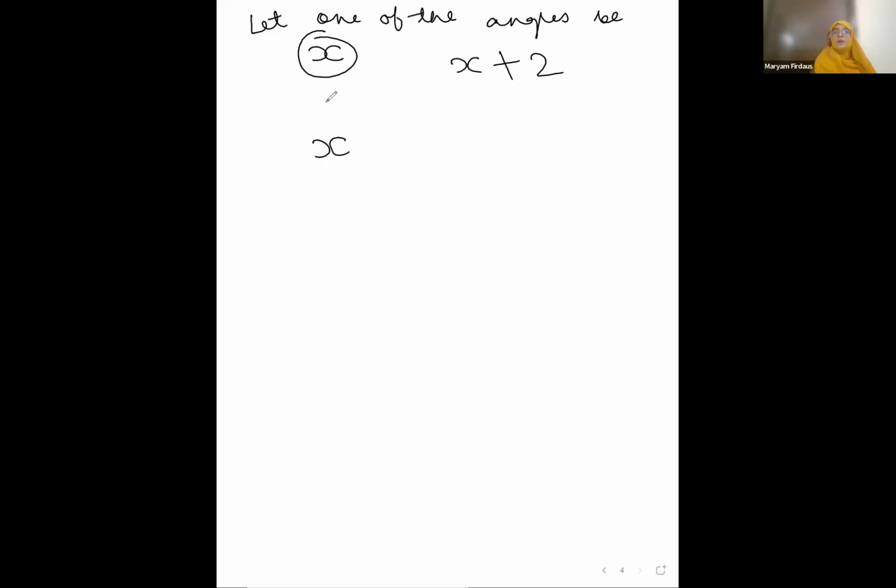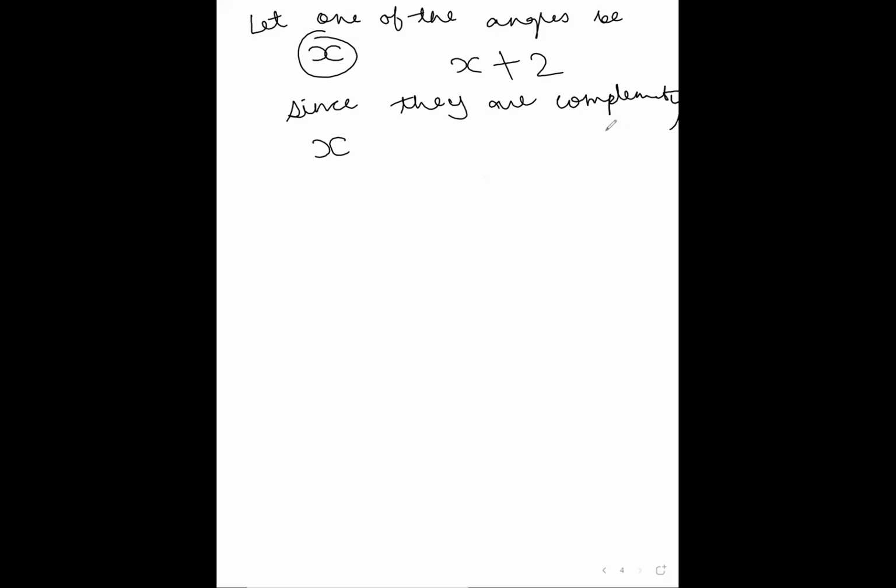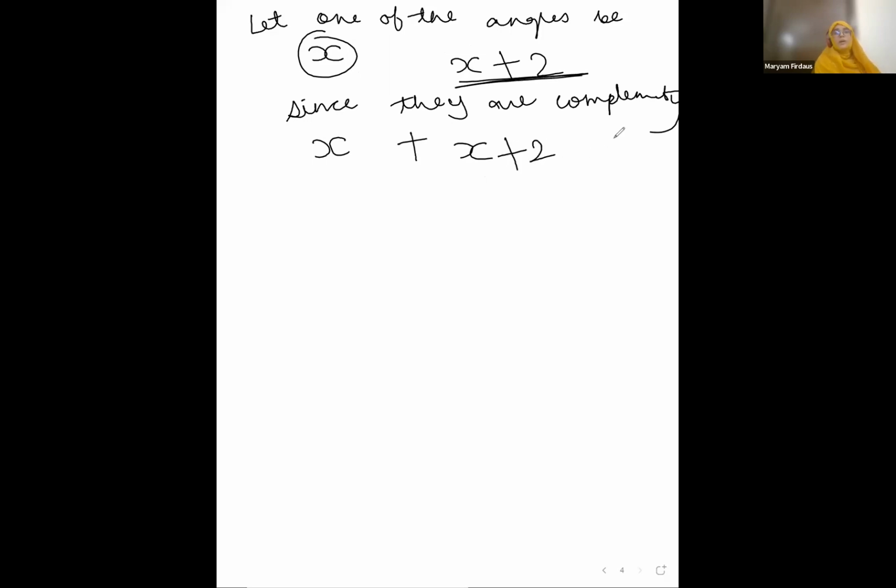Then, since they are complementary, that means x plus x plus 2 is equal to 90 degrees. They are complementary.